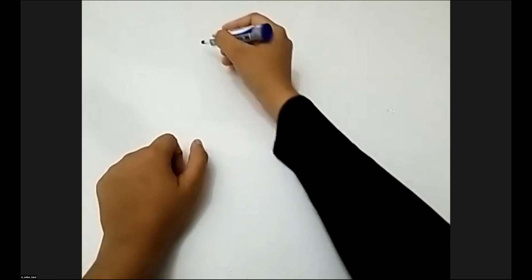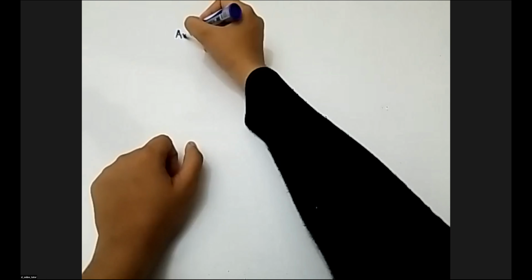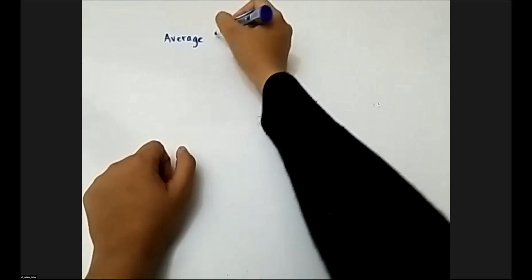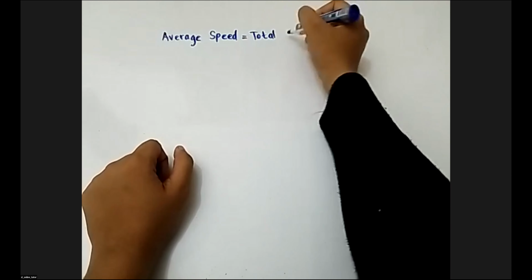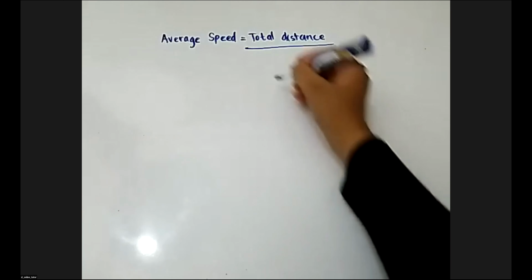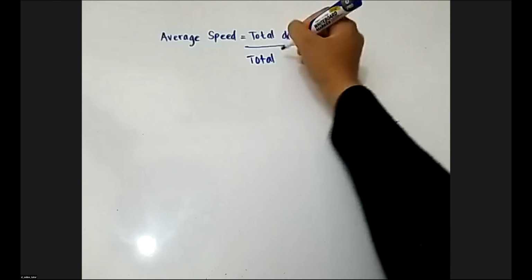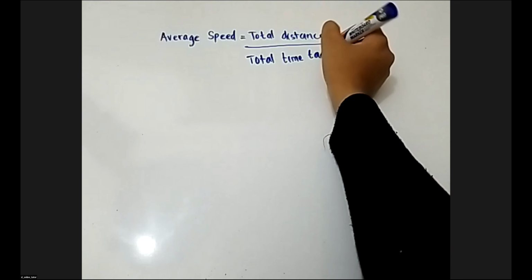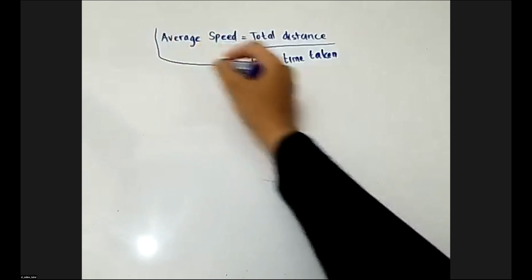Now, what is this average speed? Let's see. Average speed is the total distance divided by the total time taken. It's a different one. It's not like speed equals distance divided by time. Average speed is equal to total distance divided by the total time taken. So write this equation below the topic and box it.